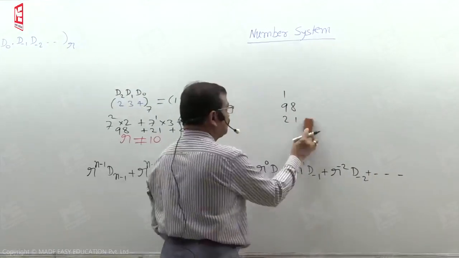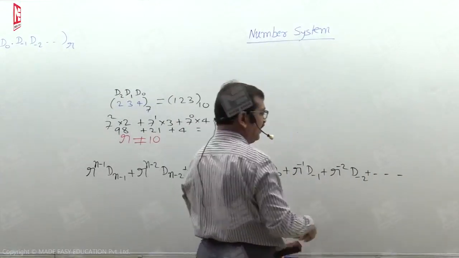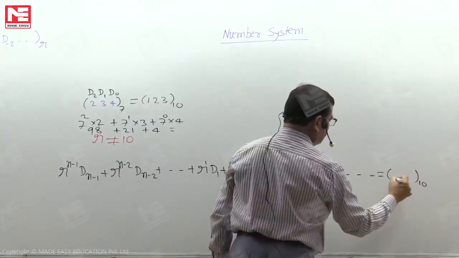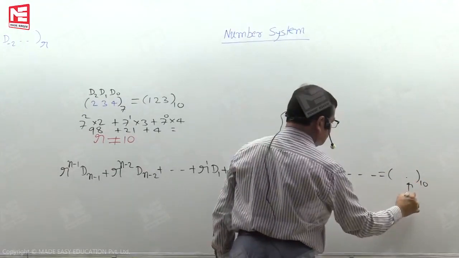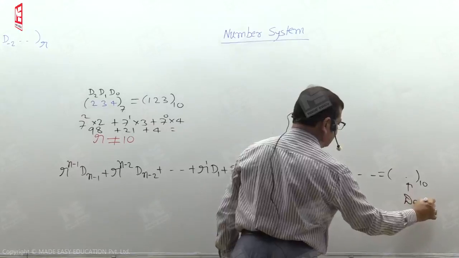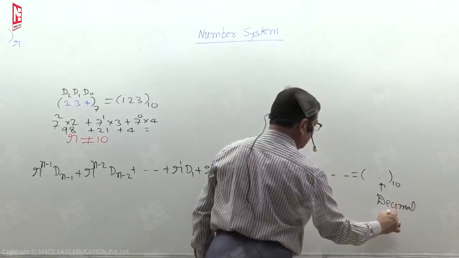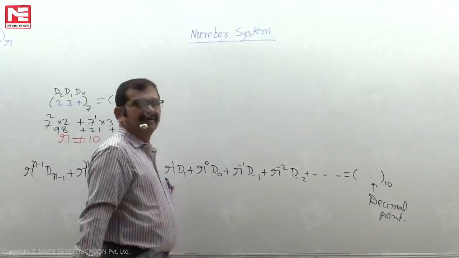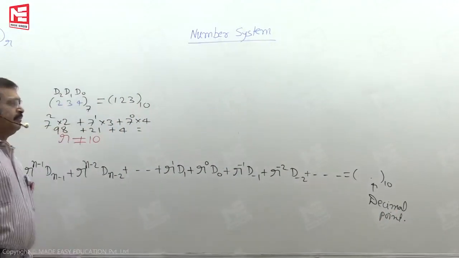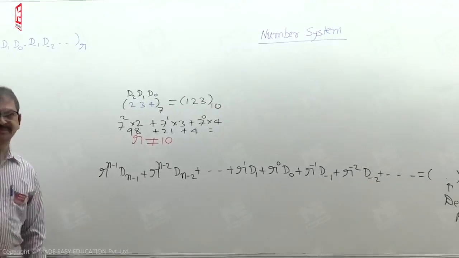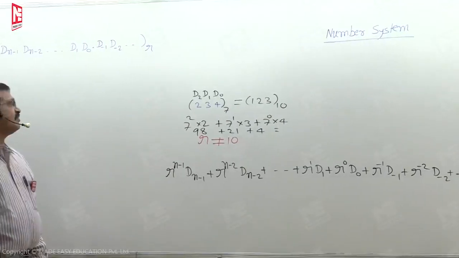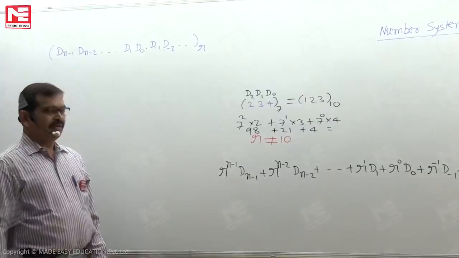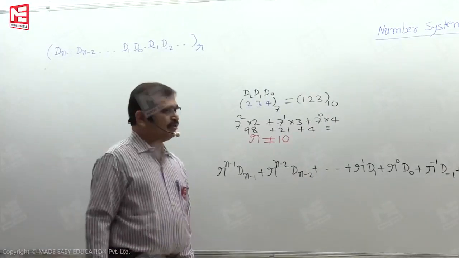So while evaluating this, we are reading the equivalent decimal value with a decimal point. It is possible to build a number system taking the radix as any decimal number.